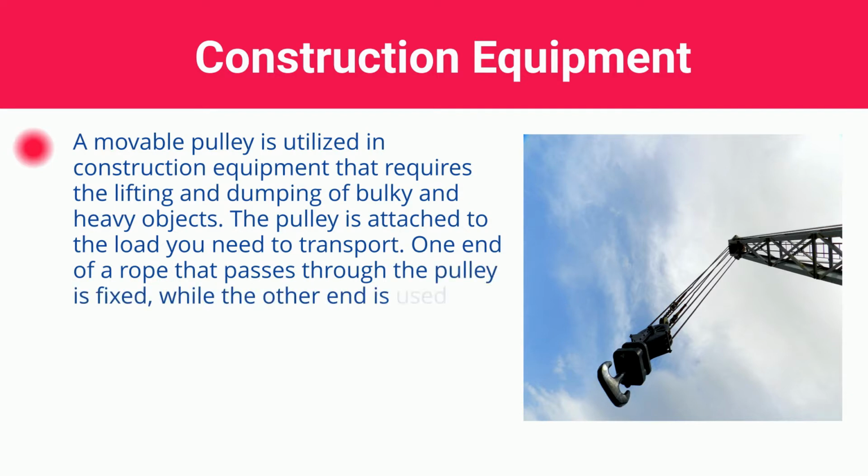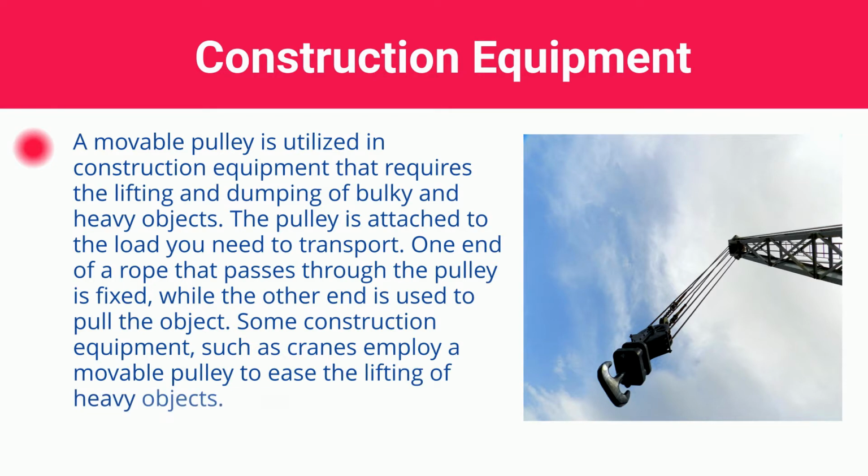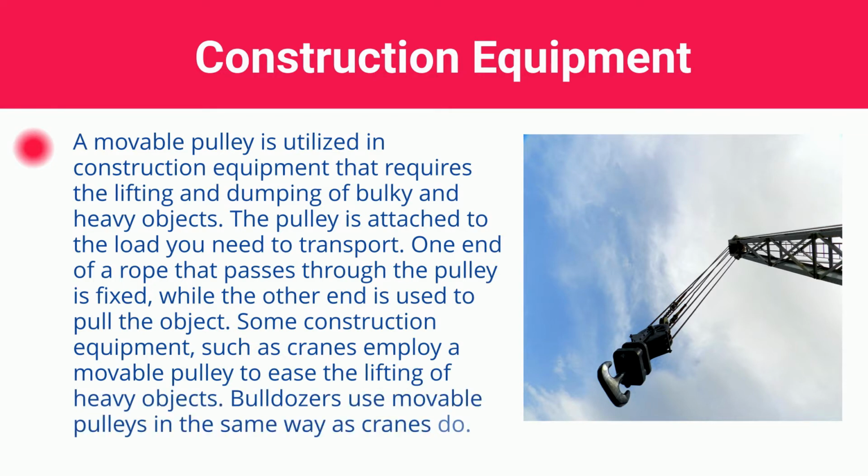The pulley is attached to the load you need to transport. One end of a rope that passes through the pulley is fixed, while the other end is used to pull the object. Some construction equipment, such as cranes, employ a movable pulley to ease the lifting of heavy objects. Bulldozers use movable pulleys in the same way as cranes do.